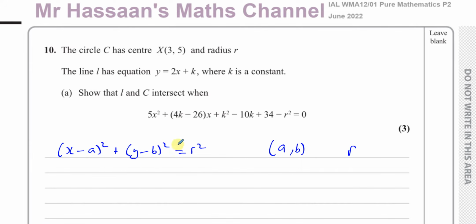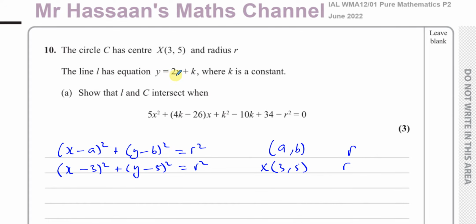So in this case, our center is (3, 5), and the radius is r. So we're going to say the equation of the circle is (x − 3)² + (y − 5)² = r². Now we want to see where the line y = 2x + k intersects, and we're going to show that they intersect at this point.